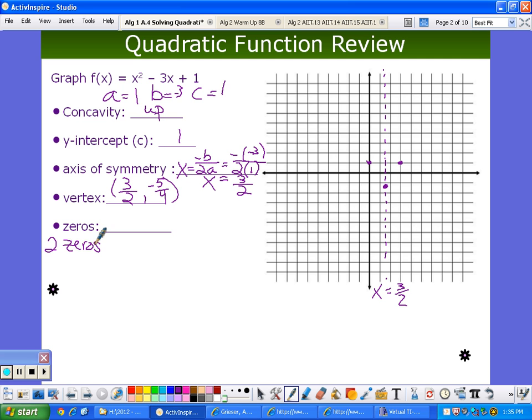So I take my function, x squared minus 3x plus 1, and I set it equal to 0. That's how you find the zeros of the function. And so our method is factor this and set each factor equal to 0. So let's go ahead and factor it. It looks like it's times 3. So there's my x times x. I need 2 numbers that multiply to 1 but add to -3.